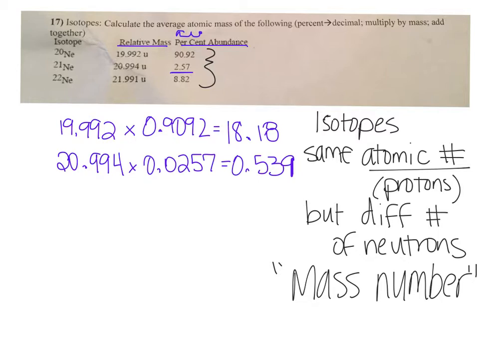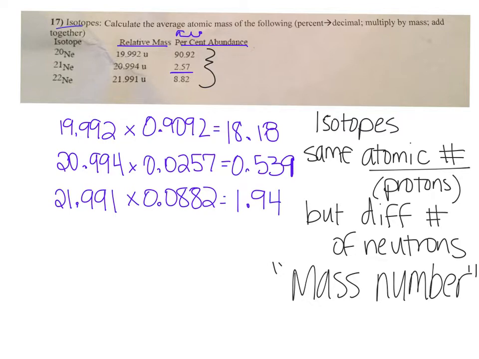And then finally our last one, we've got 21.991. And we're going to multiply that by 0.0882. So when we type that in, we get 1.94, okay? So now what you do is now we're gonna add them all together.